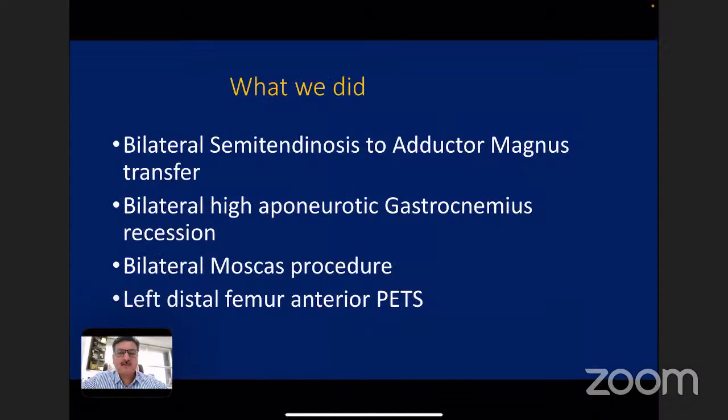So what we did in this case was bilateral semitendinosus to adductor magnus transfer, bilateral aponeurotic gastrocnemius recession, that is high TA, bilateral Moscas procedure to correct his planovalgoid feet, and left distal femur anterior PETS for the amount of fixed flexion deformity of the knee which we were not able to correct. Since he had some residual growth remaining, we thought PETS would give him a better correction.